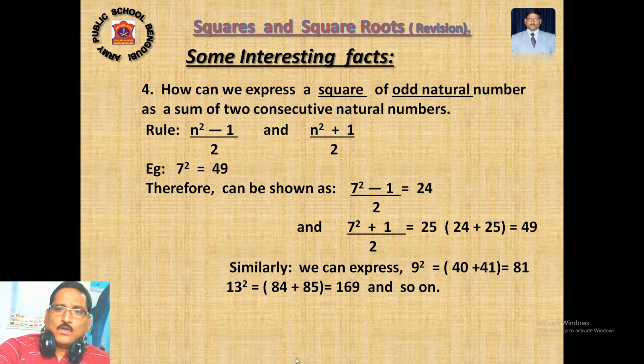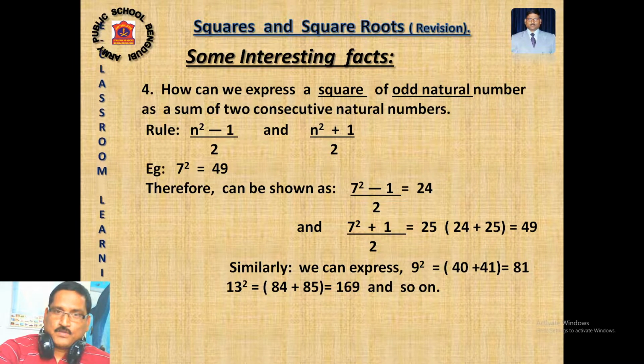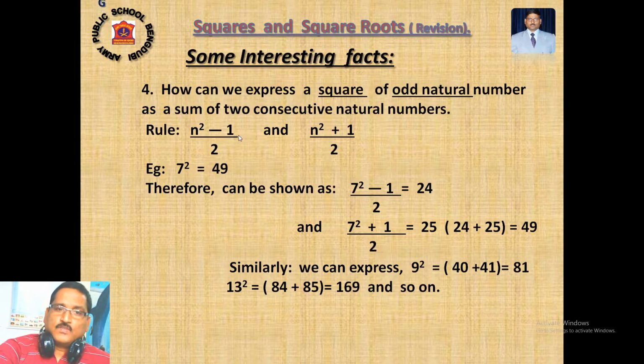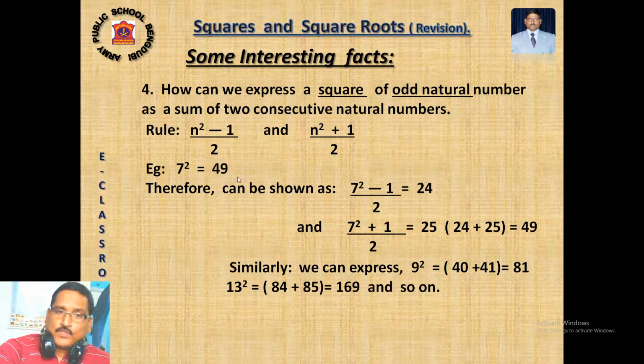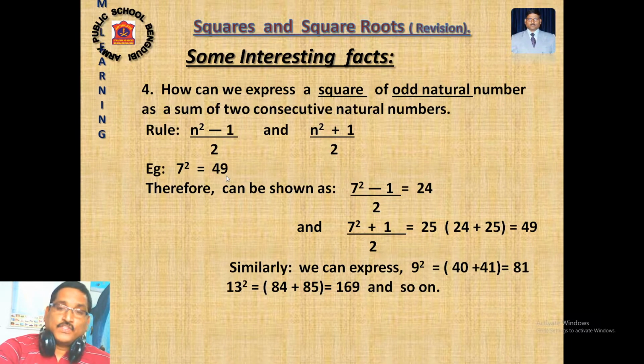Now, how can you express any number as a sum of two consecutive numbers? Very important, for your class test also. The formula is (n square minus 1) by 2 and (n square plus 1) by 2. Suppose 7 square is 49. The question is that you have to represent 49 as a sum of two consecutive numbers.